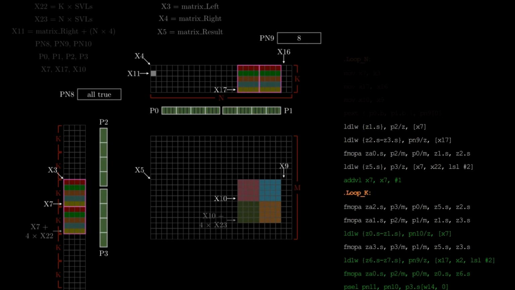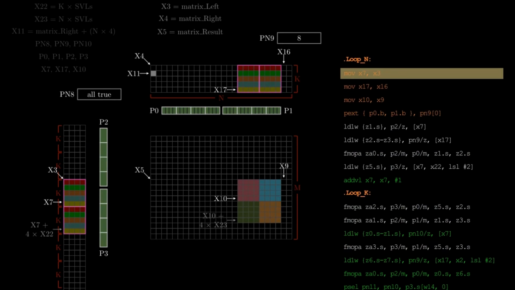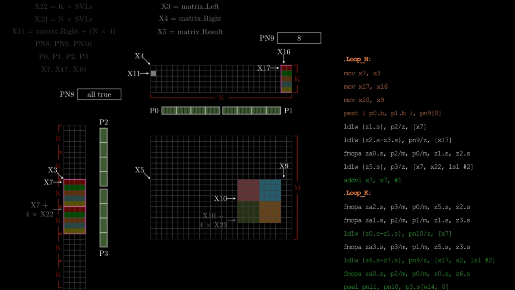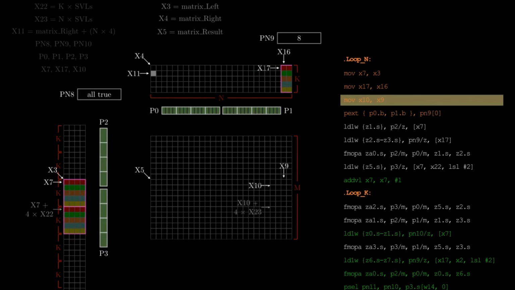Let's look at the start of loop n. First we set x7 to x3, then x17 to x16, and x10 to x9.